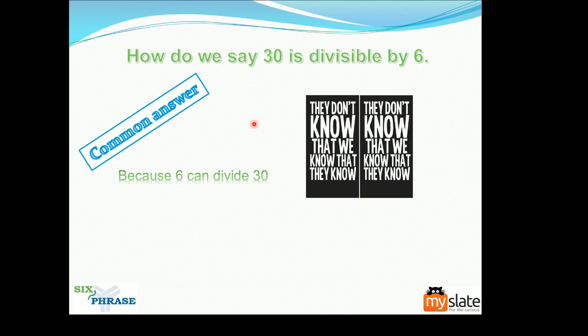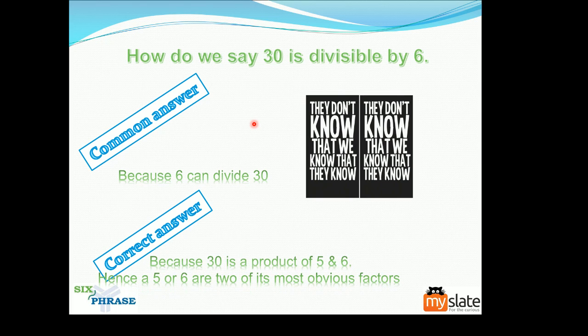Okay, the correct answer is, see, 30 is a product of 5 and 6. I could write 30 as 5 into 6. Yes or no? Yes, right? 30 can be written as 5 into 6. Because you write it as a product of 5 and 6, you can divide it by 5 or you can divide it by 6, right? So this is the reason why 5 and 6 are the most obvious factors, or the most obvious divisors of 30.